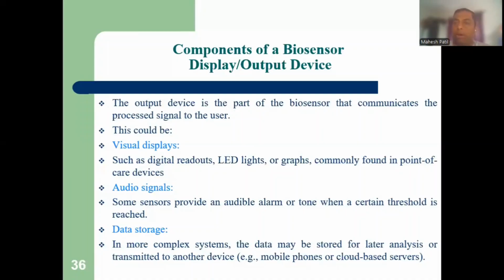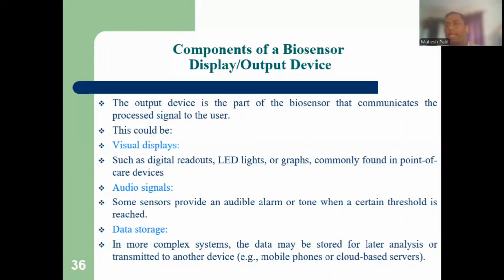This display or output device could be visual displays, audio signals, or a data storage unit I may have to use for further processing. Visual displays may be LEDs, 7-segment displays, digital readouts, and graphs; point-of-care devices use these most of the time. In some cases I may use audio signals, creating alarms and buzzers. Some sensors provide an audible output tone depending on particular conditions being met. In the majority of systems, these audio and video signals are used.